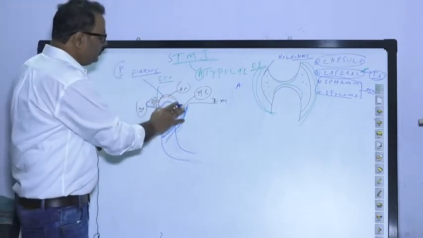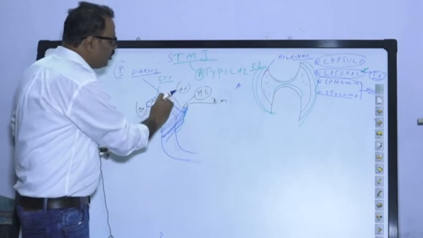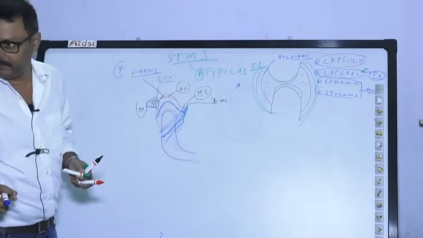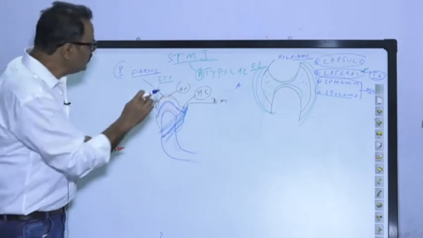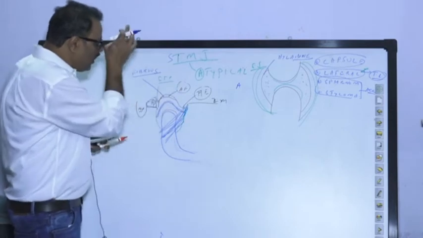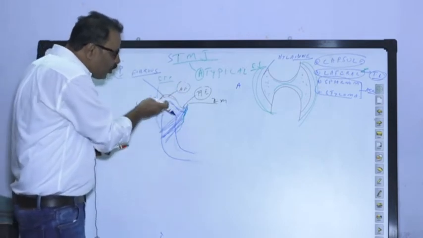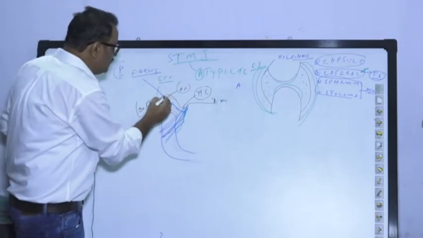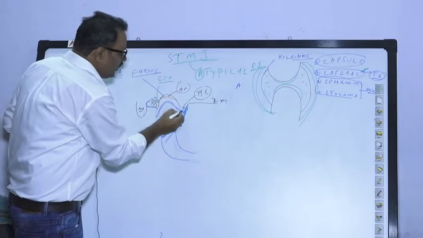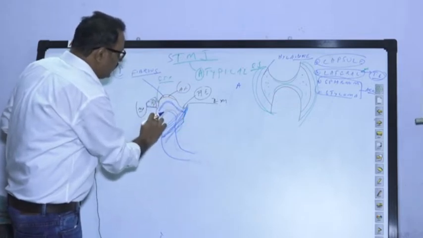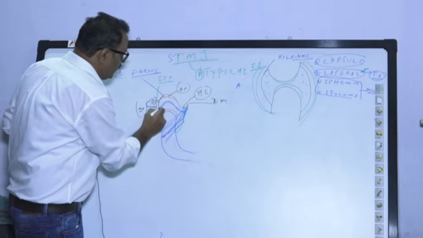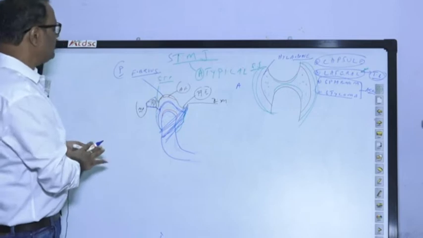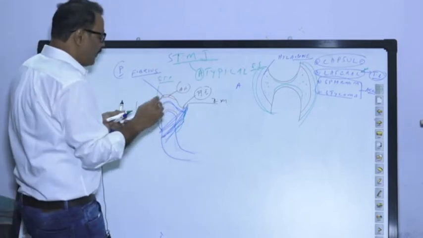What is the shape of the articular disc? This articular disc is concavo-convex superiorly and concave inferiorly. Number one. Number two, this articular cartilage, when you go through the sagittal section, what you will find is that it is divided into 5 parts.